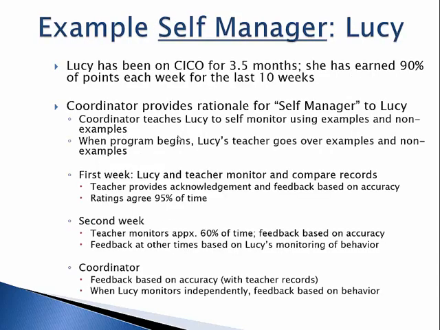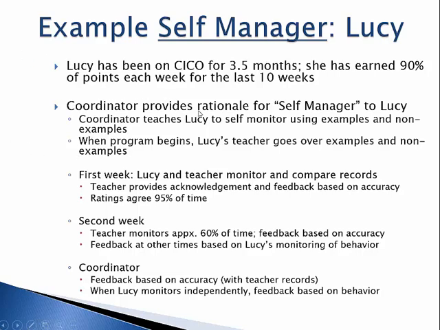So here's an example of Lucy. Lucy being a self-manager. Say she's been on check-in, check-out for 3.5 months. She's earned 90% of points each week for the last 10 weeks. So based on our decision rule, she seems to be very ripe for fading to self-management, and we maybe could have started a few weeks ago given our decision rules. And that might be especially urgent if we have a backlog of 5 or 6 kids who would benefit from getting on to check-in, check-out. If we don't, well, then letting her ride for a little bit maybe isn't such a big deal.